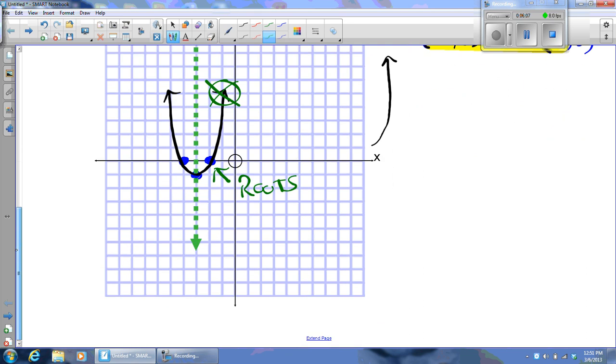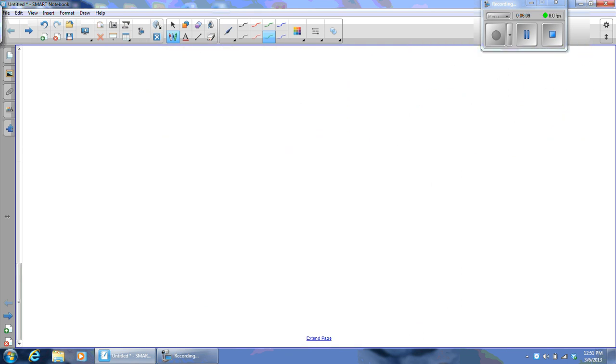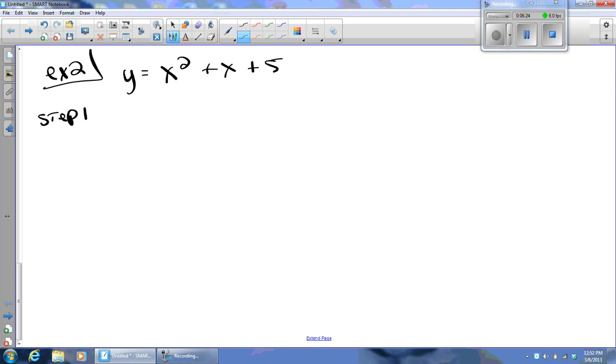All right, we're going to look at one more example that's a little bit different. This is example 2, I'll call it. It's not from the homework. I made this one up. Y equals x squared plus x plus 5. And step 1 does not change. Step 1. Okay, A equals 1, B equals 1, and C equals 5.